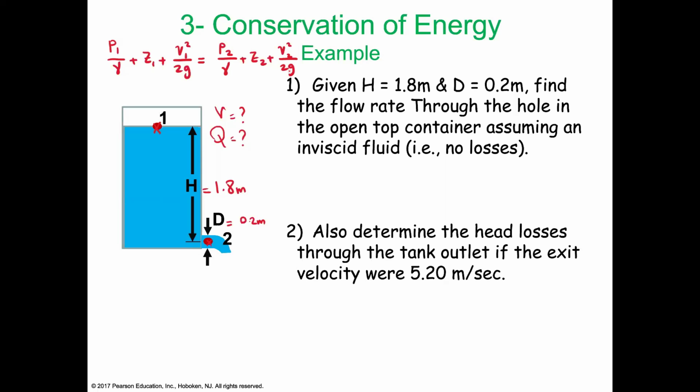So V1 is 0. What about Z1? What would you consider for Z1? 1.8. That's correct. For these, you should have a reference, right? The easiest is the second point. I will say this is my datum. So Z2 is 0, Z1 is 1.8, the difference between elevations. And as I mentioned, V1 is 0 as well.